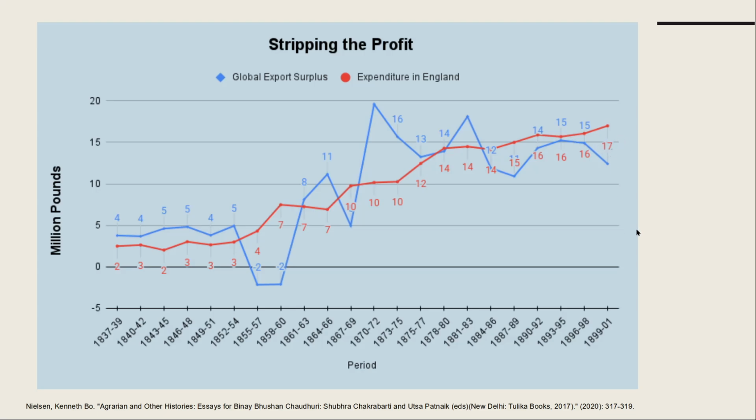And you can see in 1899, 1901, you have this global export surplus at a little less than 14 million pounds. So this is in millions of pounds. The previous one was crores of rupees. 14 million pounds, and the expenditure in England has shot up to 17 million pounds. So it always outpaced.